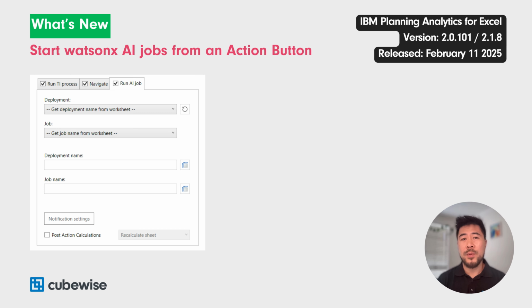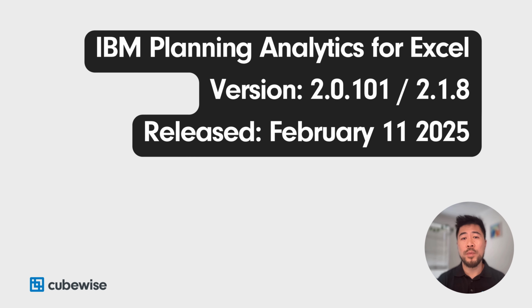To elaborate on the capabilities of the AI job within the action button, you can initiate watsonx AI, which allows you to configure and create action buttons that seamlessly integrate AI capabilities to your workflow. And that wraps up the features for Planning Analytics for Excel version 2.0.101.